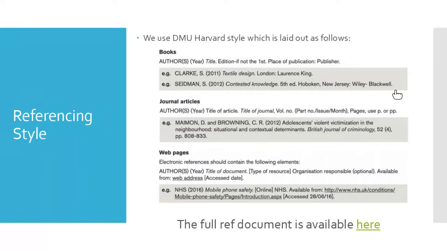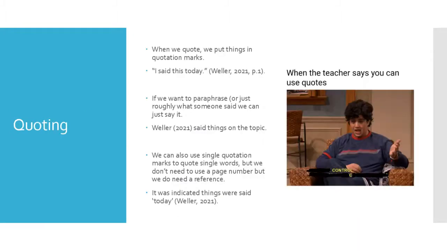Here is how we would reference a book, how we would reference a journal article, here how we would reference a web page. Again, we can do this automatically by using the automatic referencing system in Word, which is very useful, which again, I have a video on.